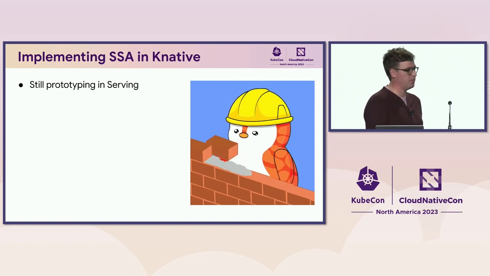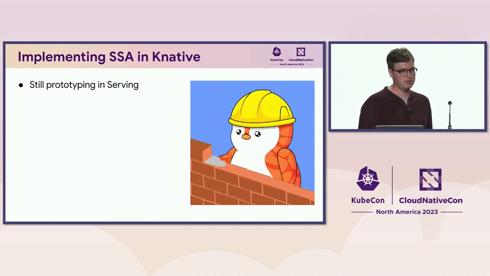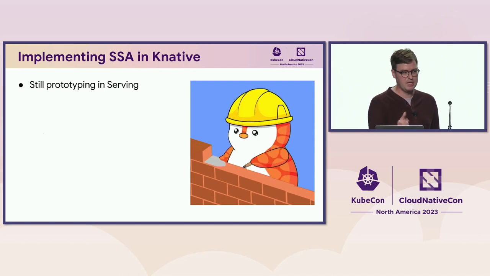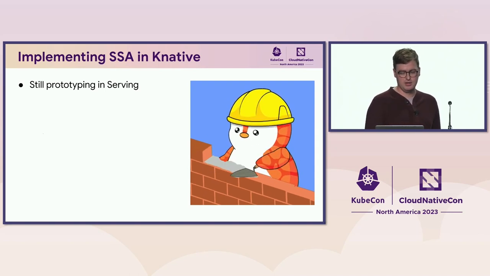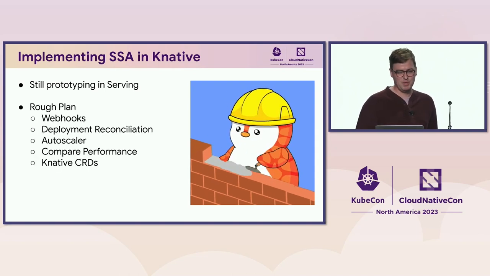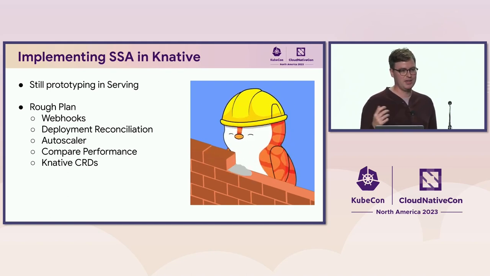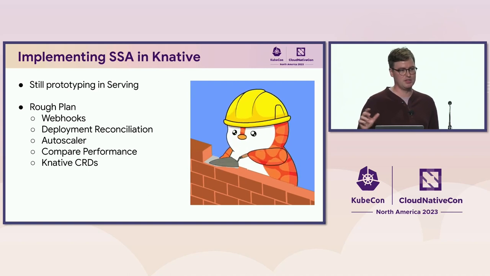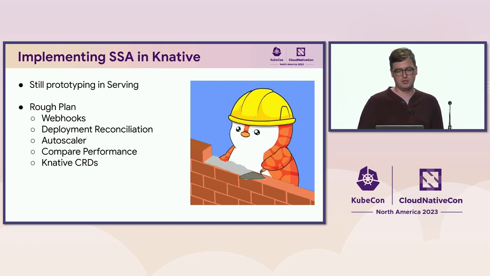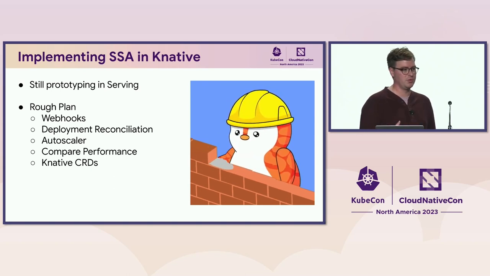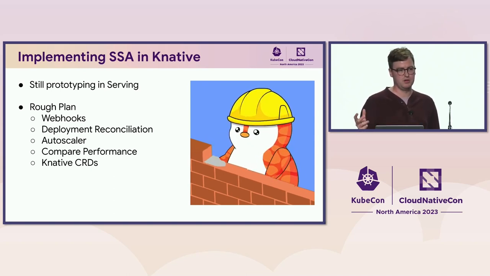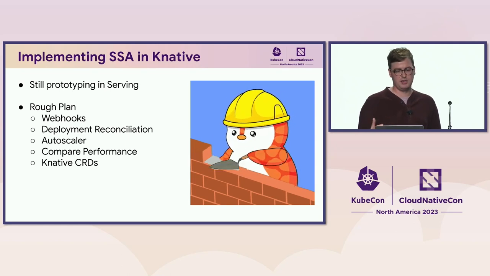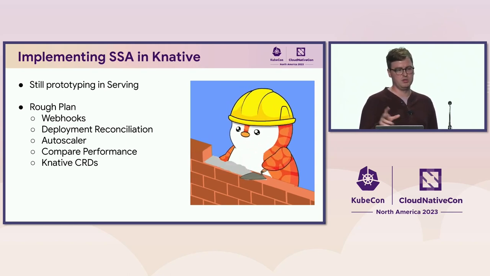Implementing server-side apply, I'm still prototyping it, even though the talk was a little bit of bait and switch, because I'll tell you why. My rough plan, though, is I want to replace the webhooks with apply. Then I want to change the reconciliation of our deployment to use server-side apply. Then apply it to the autoscaler, do performance analysis, and then maybe we can use server-side apply when we create our internal CRDs and so forth.